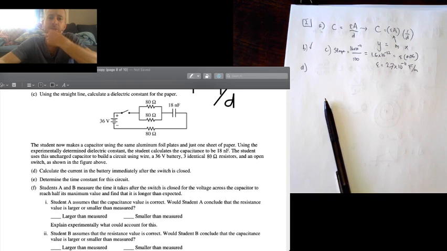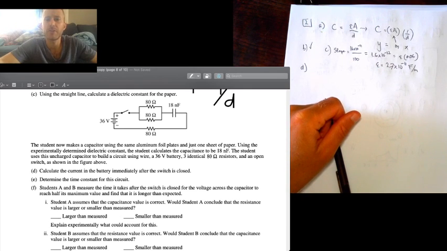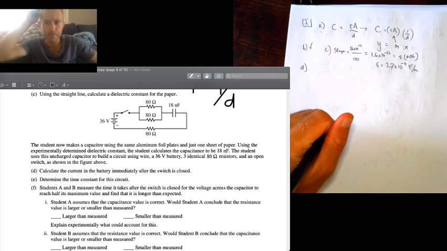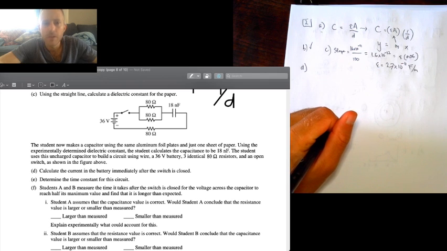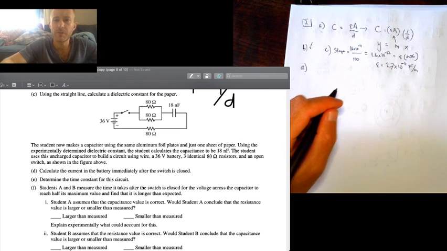Student now makes a capacitor using aluminum foil plates and just one sheet of paper. Using the experimentally determined dielectric constant, the student calculates the capacitance to be 18 nanofarads. Student uses this uncharged capacitor to build a circuit using a wire, 36 volt battery, and 3 identical 80 ohm resistors, and an open switch. Calculate the current immediately after the switch is closed.